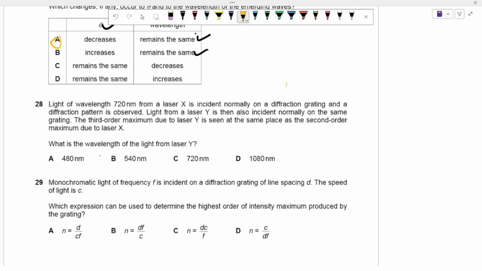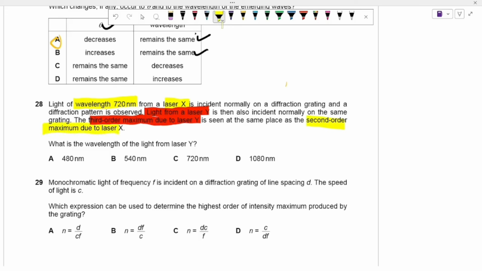Again, guys, underline important facts. That will make it so much easier. We have light of wavelength 720 nanometers, and that's from laser X. Then we have light from laser Y. What else do you see about laser Y? We have the third order maximum due to laser Y. Then for laser X, we have the second order maximum.